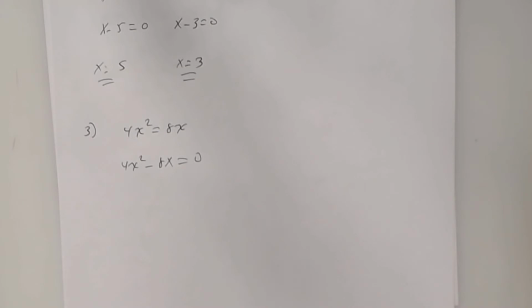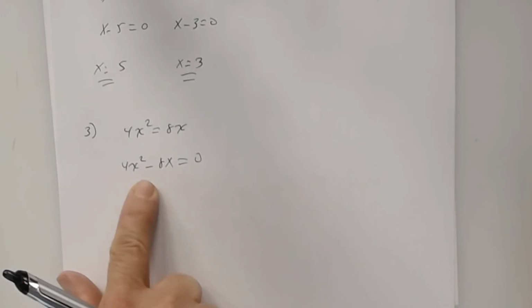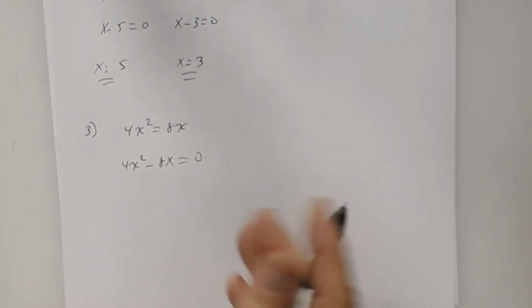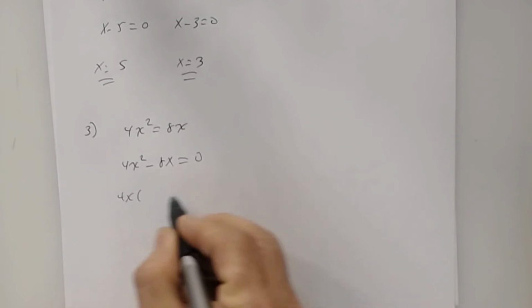All right, now, what is the difference between number 3 and the other two? You don't have a c. The other two were trinomials. This is just a binomial. All right? But regardless of what it looks like, the first thing you always have to do is look for a GCF. What is the GCF here? 4x. So you're going to factor out 4x. So you get 4x times what?